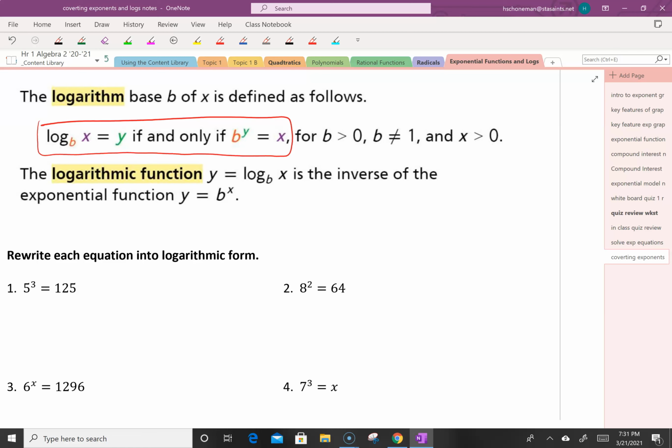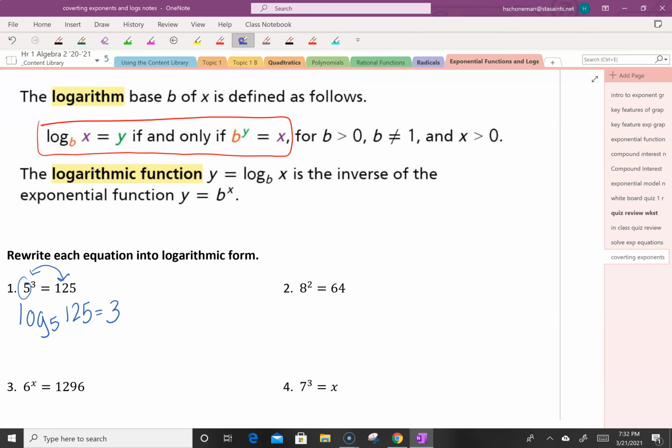Okay, so this first one is 5 to the third equals 125. So you're right, there's no variable. And like I said, we're not solving. We're just rewriting it in a different way. So we're going to say log, and then 5 is my base, so it goes down here, and then the 3 and the 125 switch. So log base 5 of 125 equals 3. And later, when we put that in our calculator, we can prove that's true.